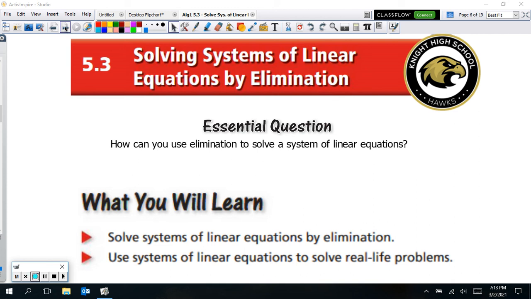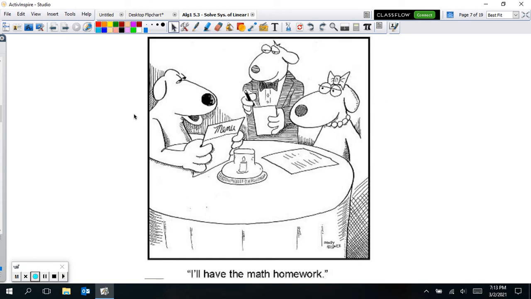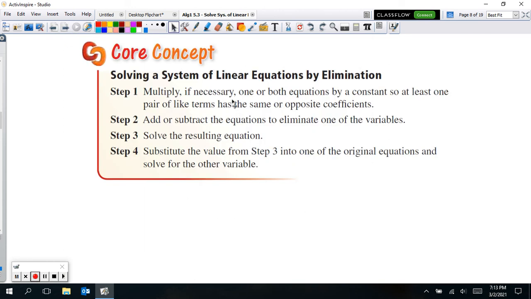So solving by elimination, 5.3 in the Algebra 1 for Big Ideas. And so we have our cartoon here. Got some dogs sitting at the dining table, eating out, looking at a menu. "Yeah, I'll have the math homework, please." Of course, because dogs eat our homework, right? Alright, so let's move on to looking at the core concept.